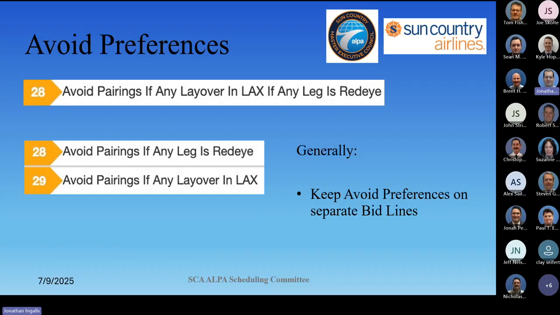But just note, if we combine those into one line, avoid pairings if any layover in LAX, if any legs or red eye, now you're saying only avoid pairings if there's a layover in Los Angeles and somewhere in that pairing you have a red eye flight as well. That's a very, very specific avoid instead of two more general ones. Maybe that's what you're trying to do. Maybe you really hate layovers in Los Angeles, but not if there's not a red eye flight in there. If that's what you're trying to do, more power to you. Just know that when you combine avoids, you need to honor every single condition on that avoid in order for the line to be avoided.